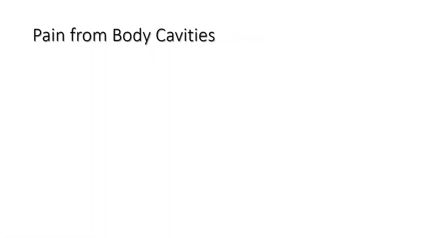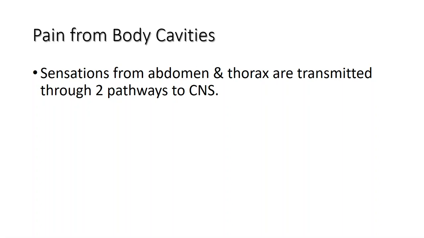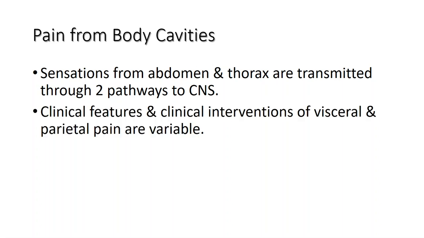Pain from different viscera present in the thoracic and abdominal cavity is often difficult to localize. An important explanation of this mechanism is that sensations from the abdomen and thorax are transmitted through two different pathways to the central nervous system. These distinct pathways are named the true visceral pathway and the parietal pathway. Pain conveyed through these two pathways has special clinical features as well as quite different clinical interventions required for proper care.